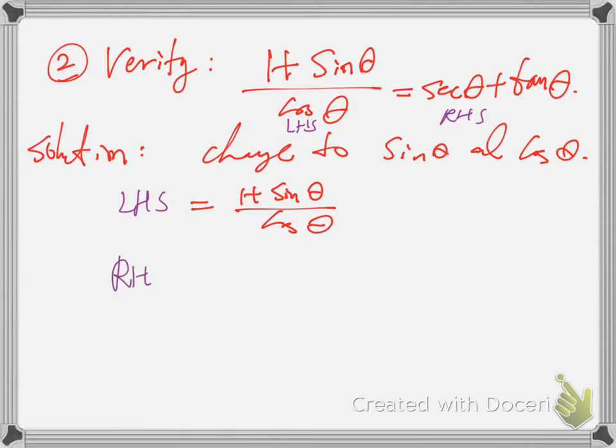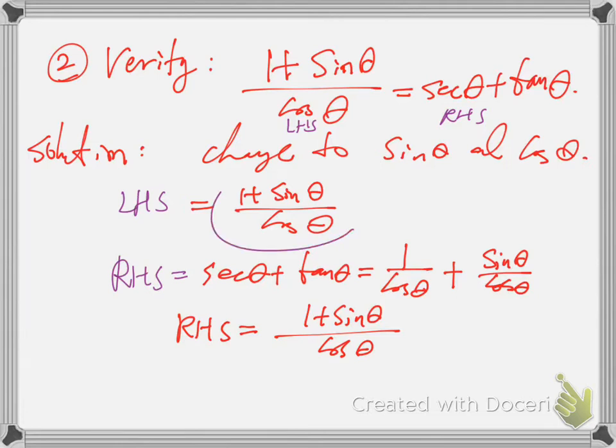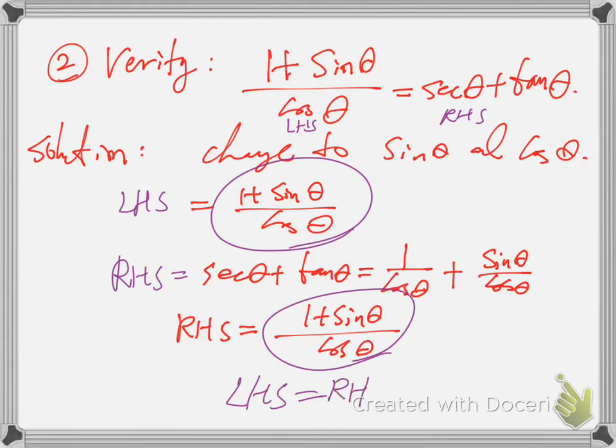Then let's look at the right hand side, secant plus tangent. Secant is 1 over cosine, and tangent is sine theta over cosine theta. They have the same denominator, cosine, so we can put them together. It's 1 plus sine theta over cosine theta. Now you see the left hand side and right hand side are the same, so we got the identity.